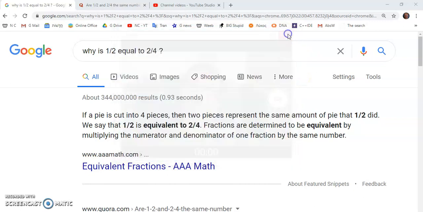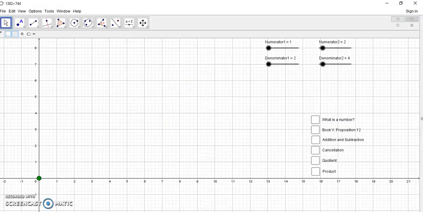So let's begin. Now, in this search that I did here, it says if a pie is cut into 4 pieces, then 2 pieces represent the same amount of pie that a half did. That is indeed correct. And in this case, we say that a half is equivalent to 2/4. Yes, correct. And fractions are determined to be equivalent, and they just give you a method here by how to determine them, but that's just one of many methods. So let's go to this little demonstration.